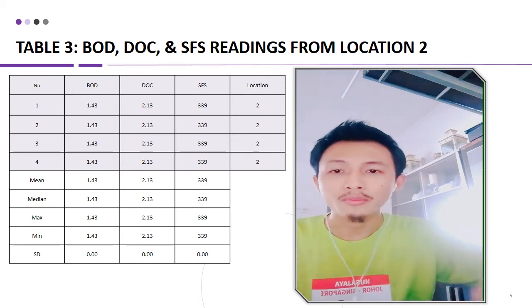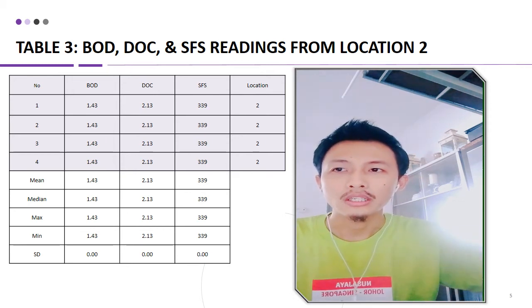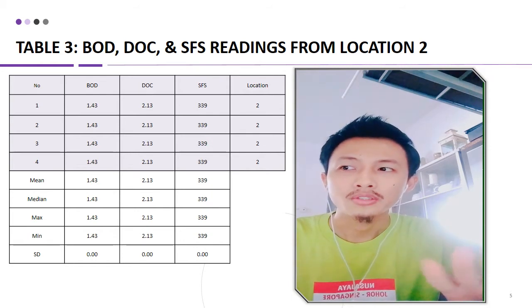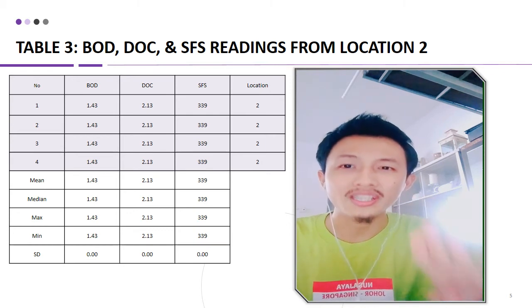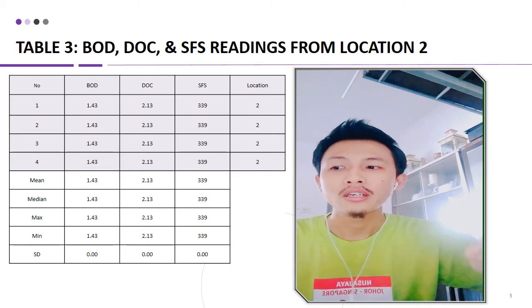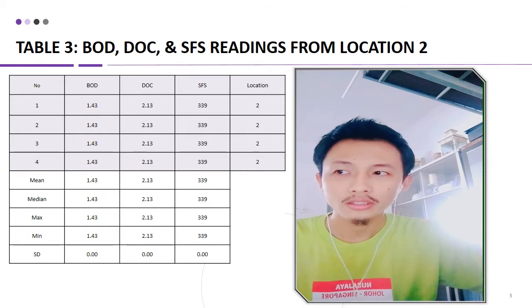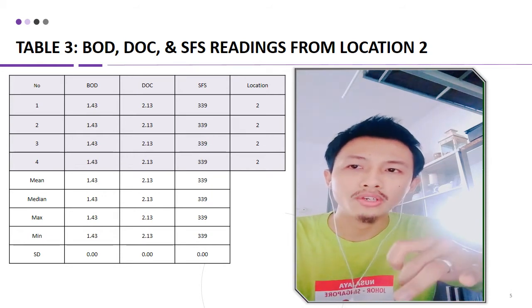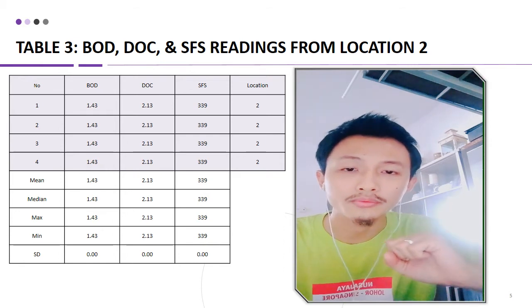What I mean they have the same result is, from location 2 we have 4 data, so the 4 data have the same value of BOD, DOC, and SFS. That brings us the standard deviation for BOD for location number 2: 0, DOC 0, and SFS 0.